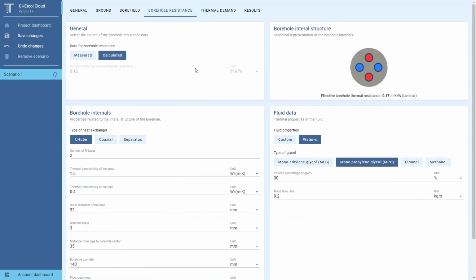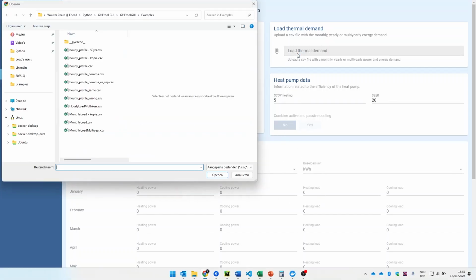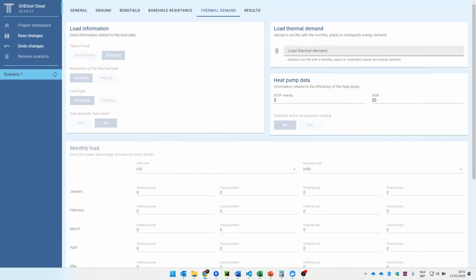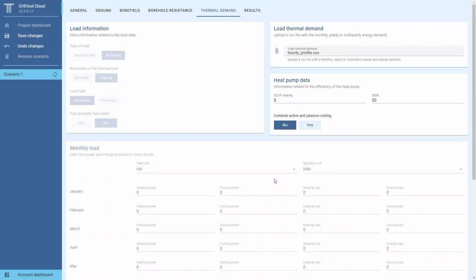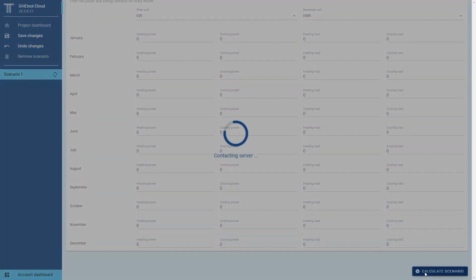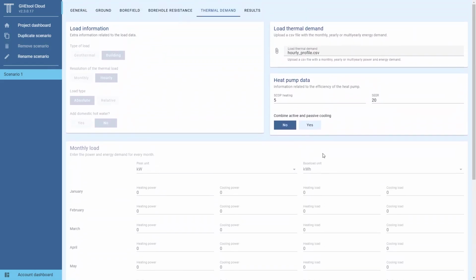Over in the borehole resistance tab, we will work with the default values of GHEtool Cloud. And then in our thermal demand, we see that all the information is disabled because we need to upload a CSV file with our hourly demand. So let's go ahead and do that. Import this load profile and we're good to go. So now I will press calculate scenario and I will see you when we get the results.